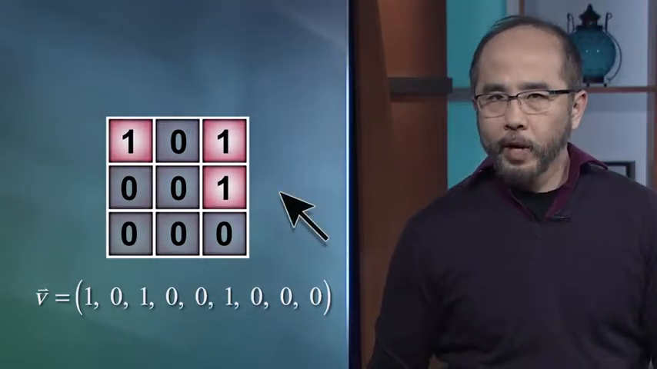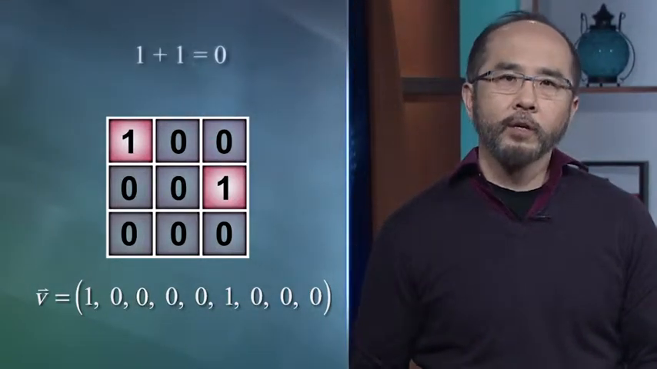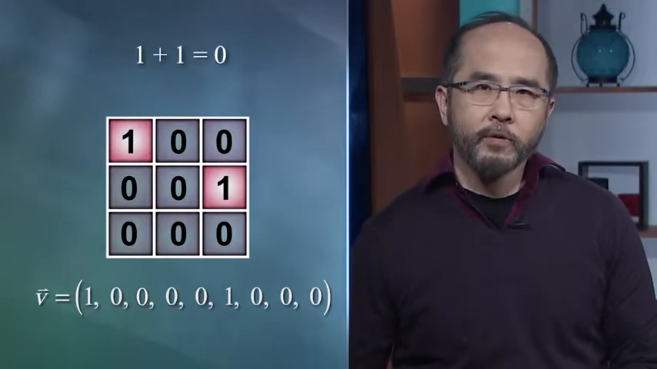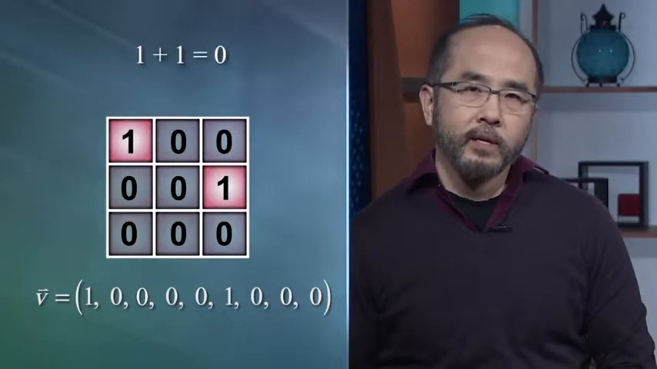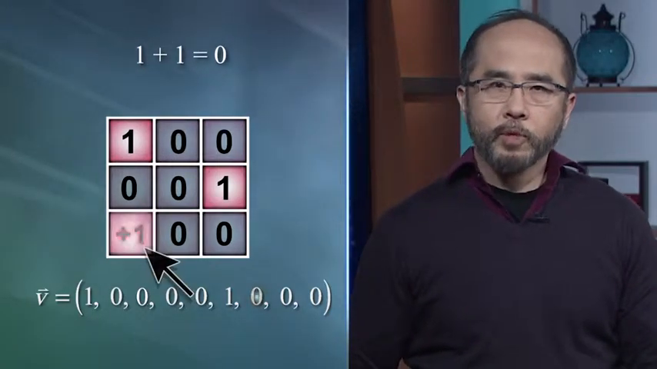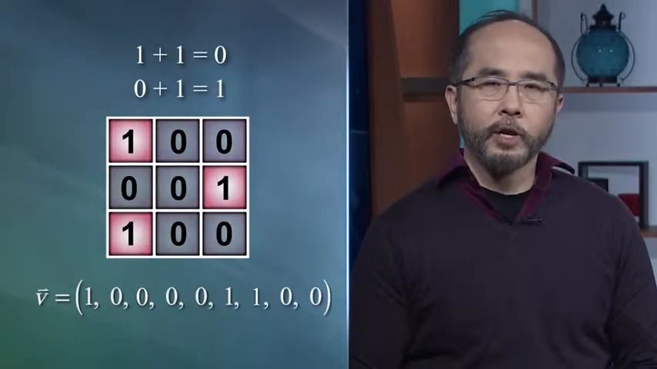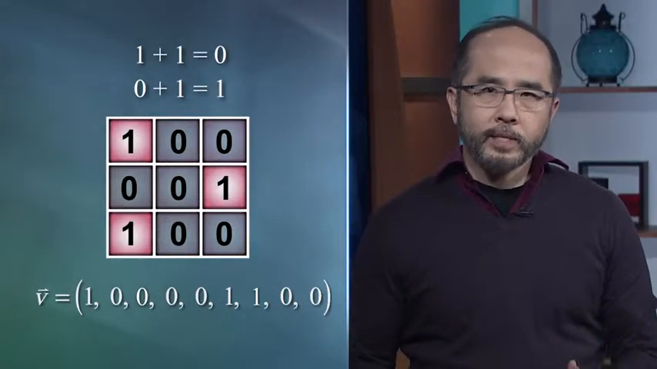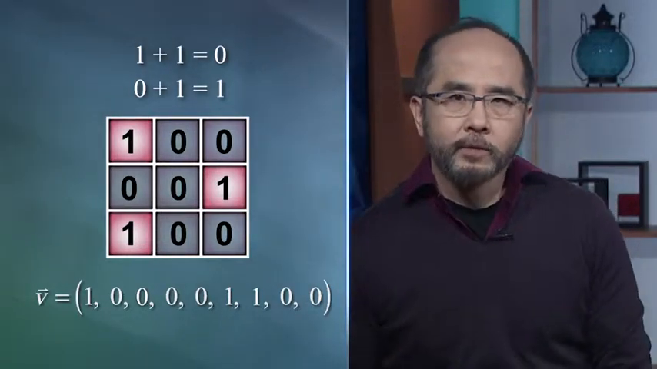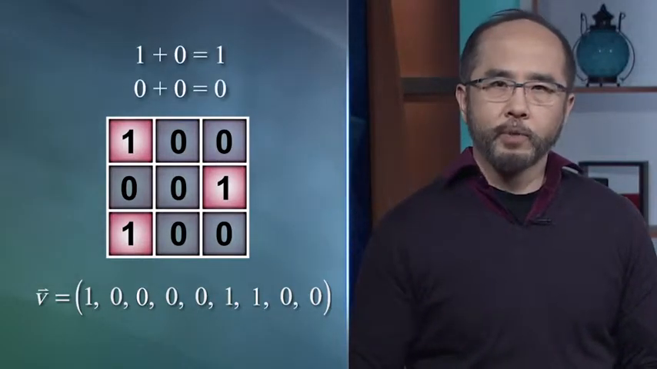If we imagine pressing a button as adding 1, then we'll want 1 plus 1 to equal 0, since toggling a light that's on will turn it off. Similarly, we want 0 plus 1 to equal 1, since toggling an off light will turn it on. You might also notice that not pressing a button does nothing to a light. So 1 plus 0 equals 1, and 0 plus 0 equals 0.